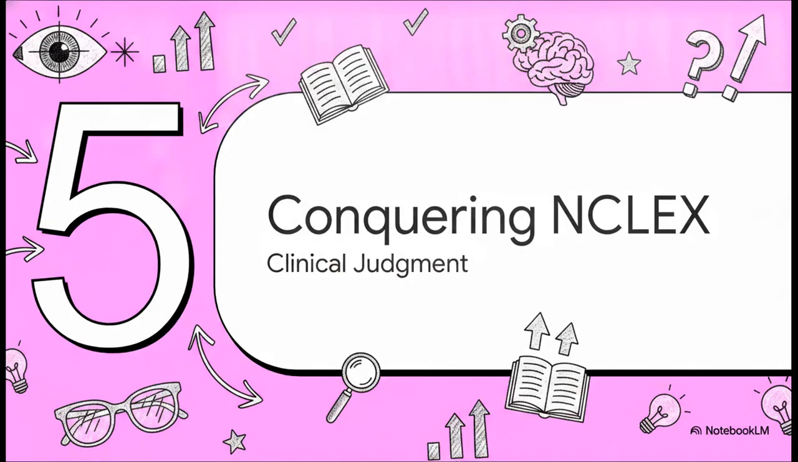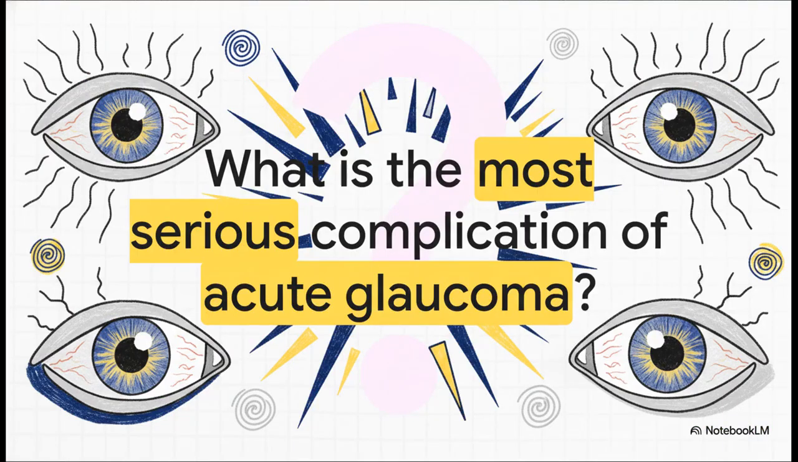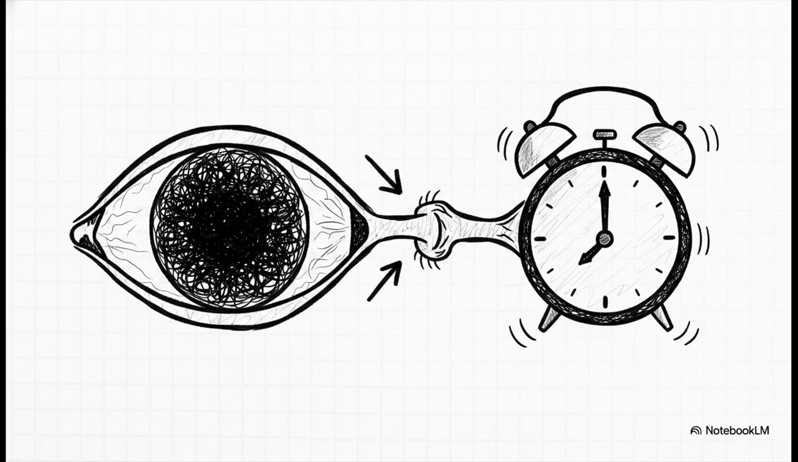And finally, Section 5, Conquering the NCLEX Questions. Let's look at key point 19 through a direct NCLEX style question. So imagine a patient comes to the clinic complaining of severe eye pain. The physician diagnoses acute angle closure glaucoma. The nurse understands that the most serious complication of angle closure glaucoma is what? Think back to that rapid pressure spike we just talked about. What's the worst case scenario? The answer, of course, is permanent blindness.